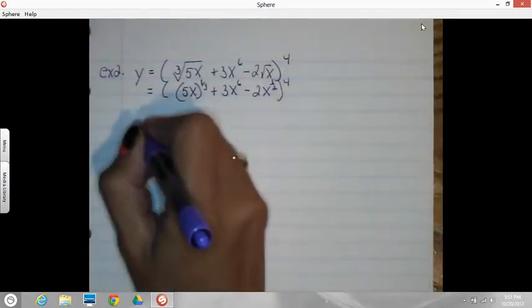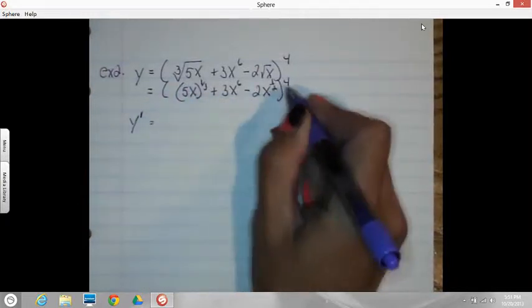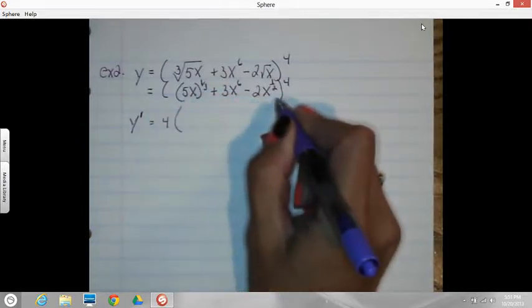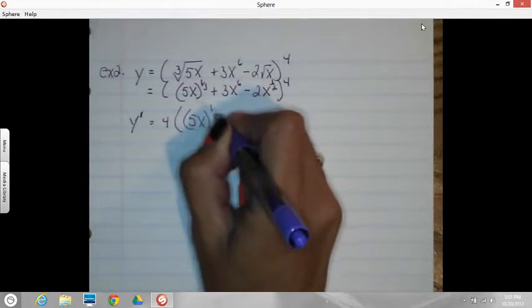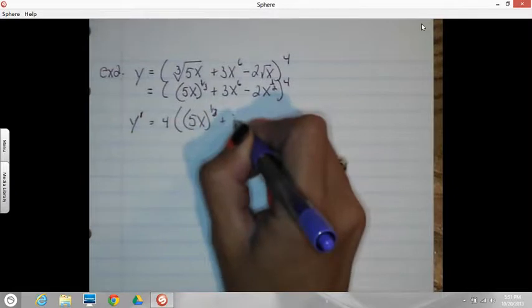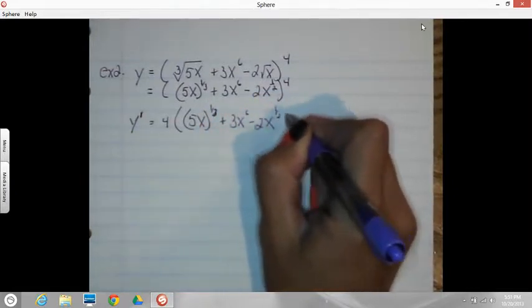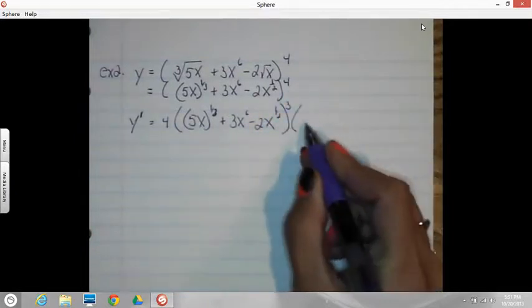Now I'm ready for the derivative. Start on the outside, so the 4 comes down in front. The inside stays exactly the same. You have to have those parentheses there. Whoops, 1/3. 3x to the 6th minus 2x to the 1/2, all that is to the 1 less power times the derivative inside.